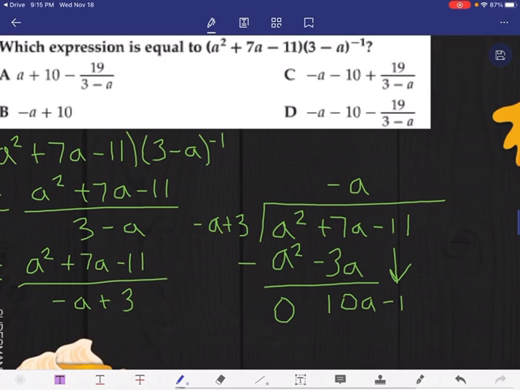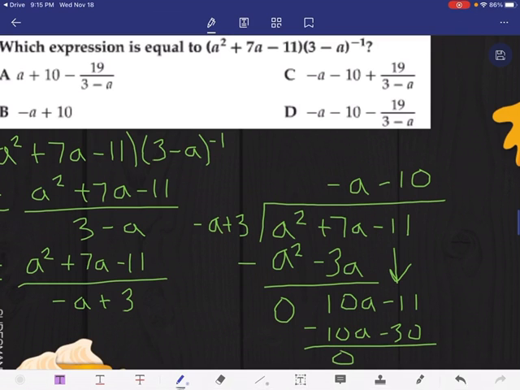Next, we bring down our negative 11, and then we start the process over again. So we say negative a times what gives us that 10a. It's going to be a negative 10. So we know right now that our answer is going to be either C or D. But we need to find our remainder to figure out which one of those it is. So then we do negative 10 times negative a is going to give us a positive 10a. Negative 10 times 3 is going to give us a negative 30.